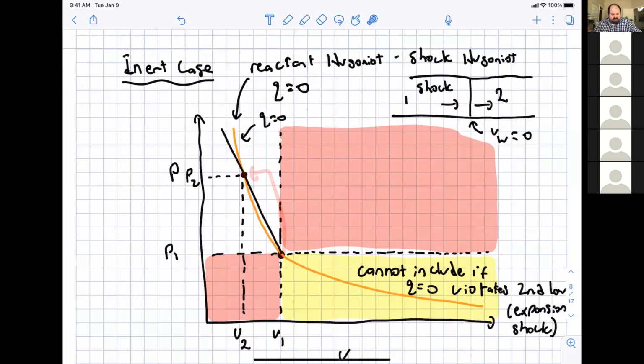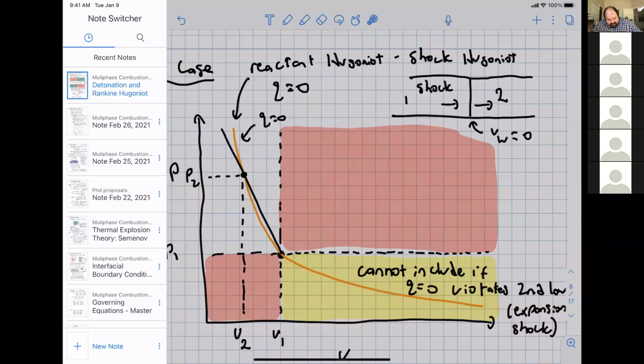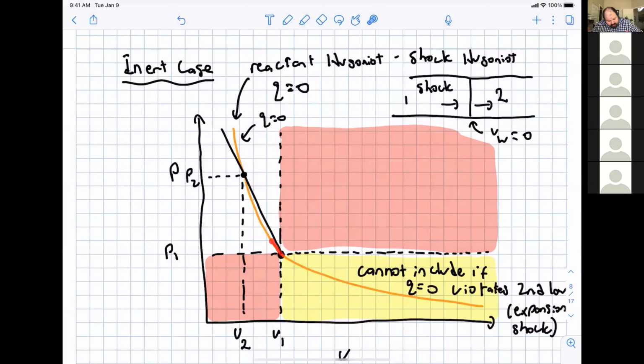And so that means that our shock wave is a true discontinuity. If you had a process that followed the curve, it would not be a shock wave. It would not be a true discontinuity. But in this case, we have a true discontinuity because our system teleports from state 1 to state 2.